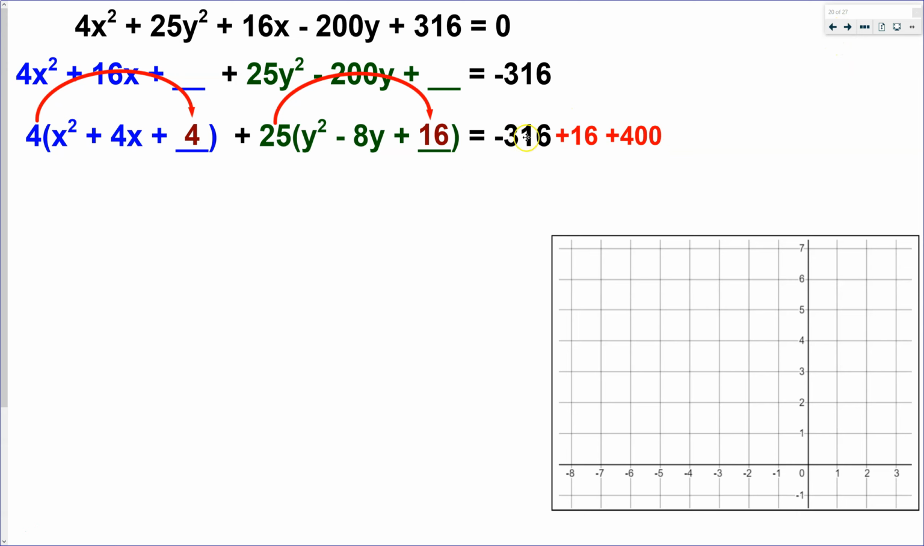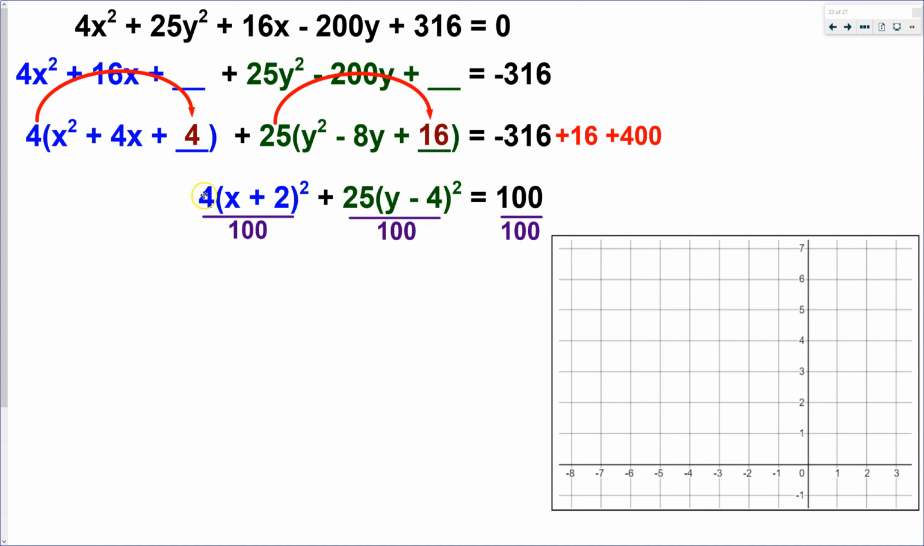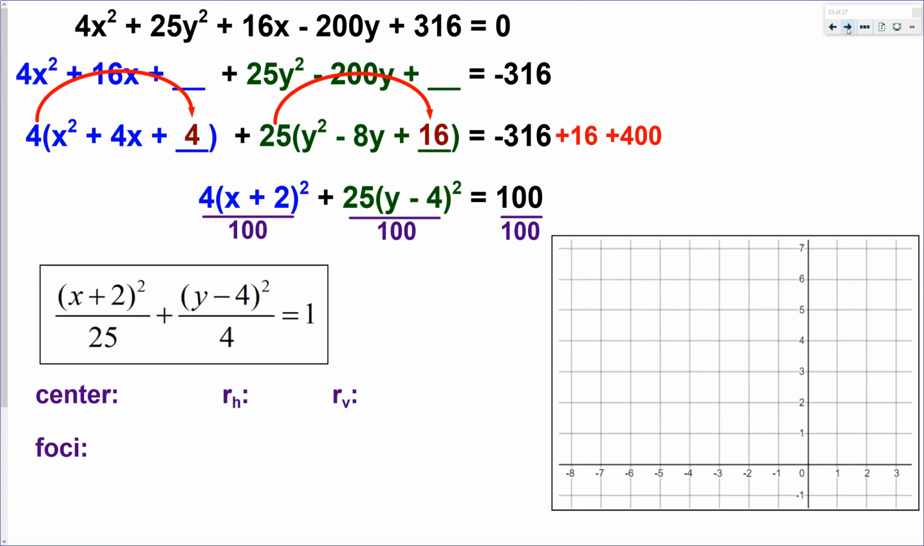So we can add this together. We can factor this into a binomial finally, and that's what we'll get in our second to last step here. So that all adds up to be 100. We got y minus 4 there, x plus 2 there. The only other issue here is that this is not a 1 over on the right-hand side, so we're going to divide each term by 100. We're going to simplify this fraction, so 4 over 100 would be 1 over 25, and 25 over 100 would be 1 over 4, so we can rewrite it just like that.